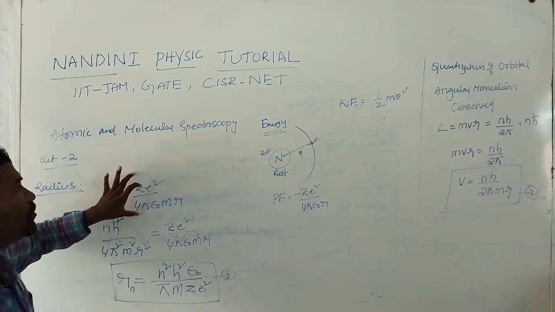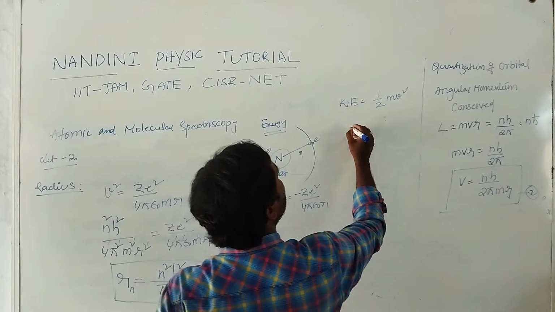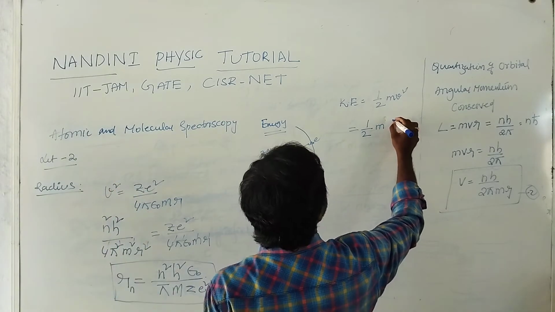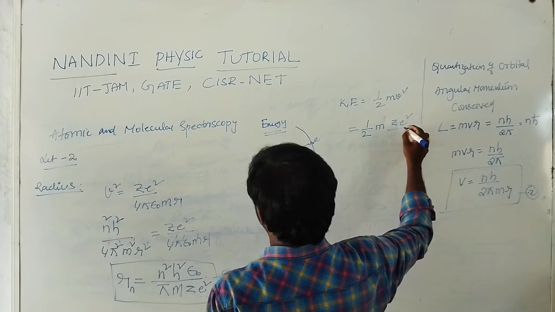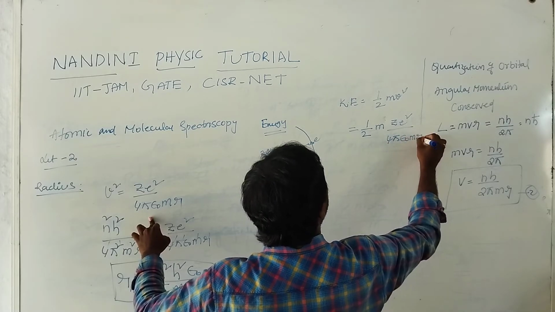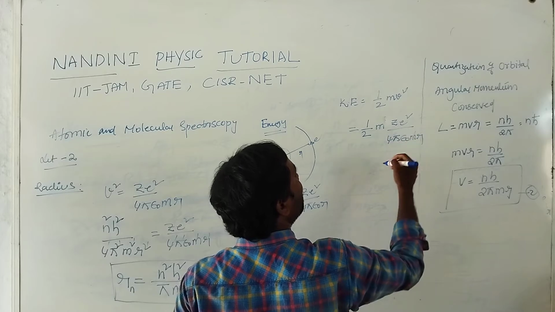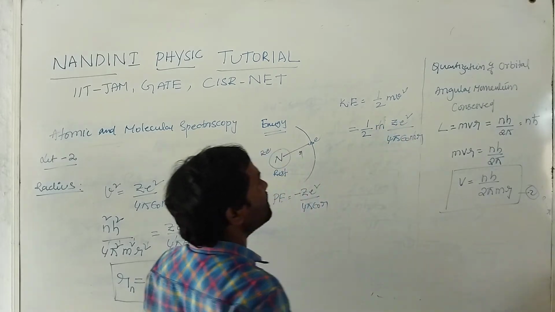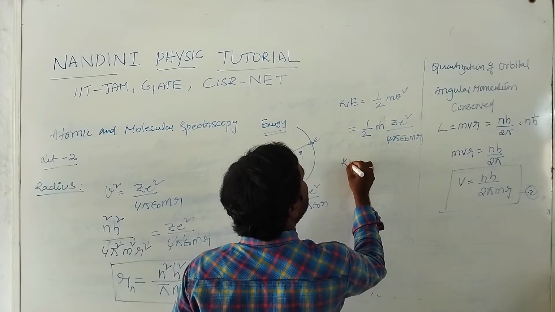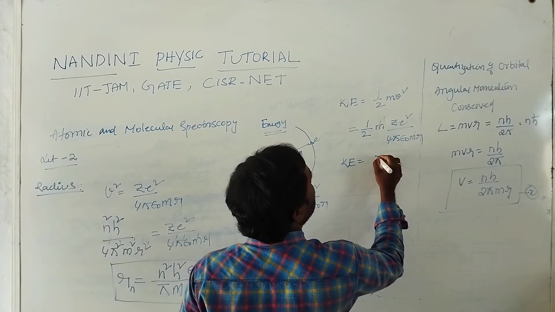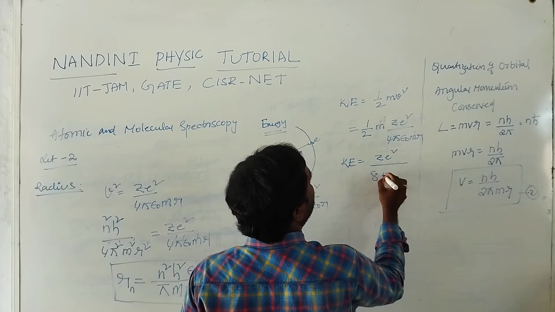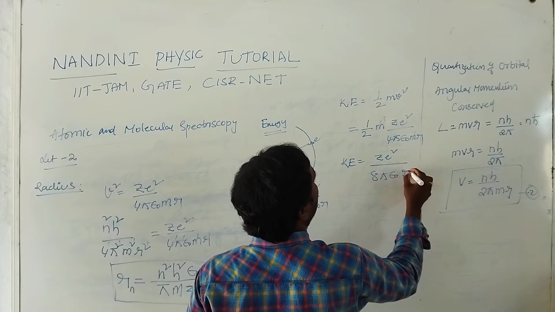So simply I'll substitute this equation in this above. So therefore this is half into m into what is the v square value? Z e square divided by 4 pi epsilon naught m r. So m will be cancelled. Okay. So finally the kinetic energy KE is equal to Z e square divided by 8 pi epsilon naught r.